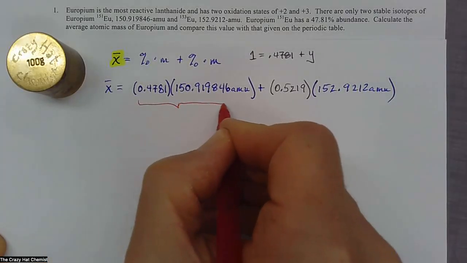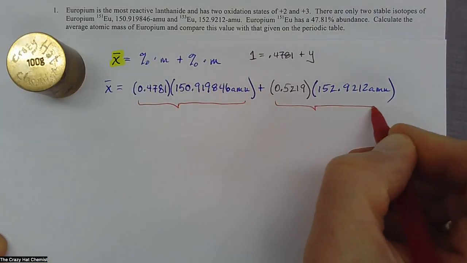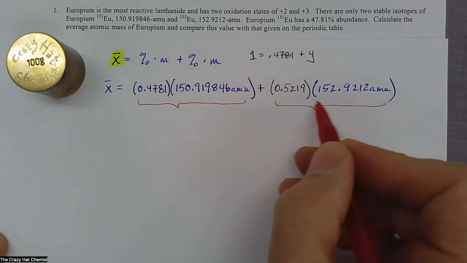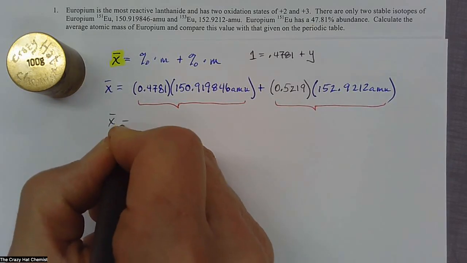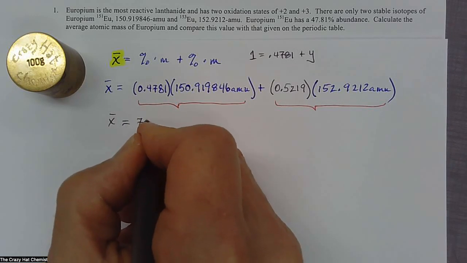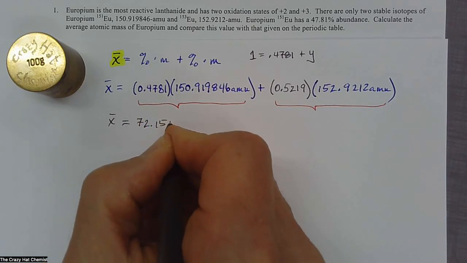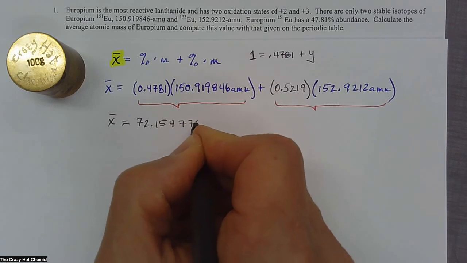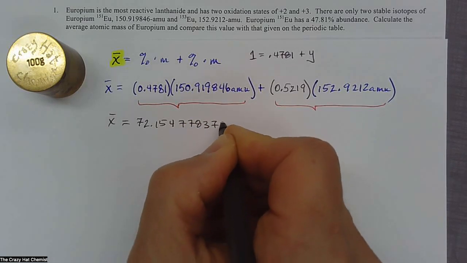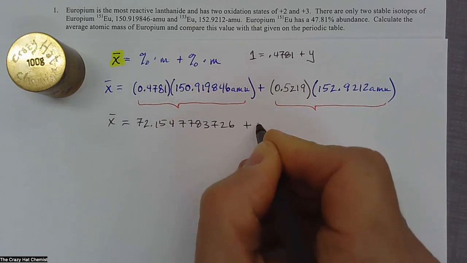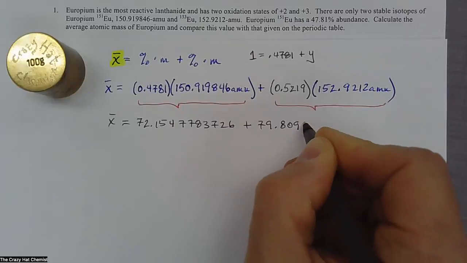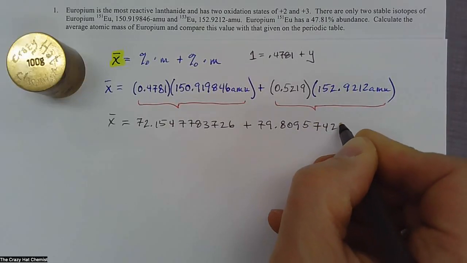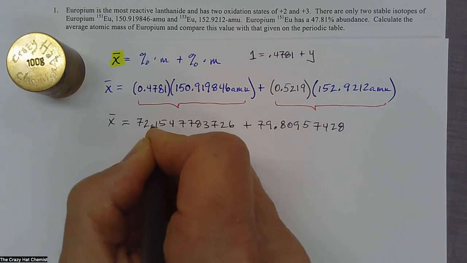The first thing that we're going to do here, if we're following the rules of PEMDAS, is we're going to multiply these 2 numbers, then we're going to add. So when we multiply these 2 numbers, we get the following numbers in my calculator: 72.1547783726, plus 79.80957428. Now I have not rounded these numbers yet.